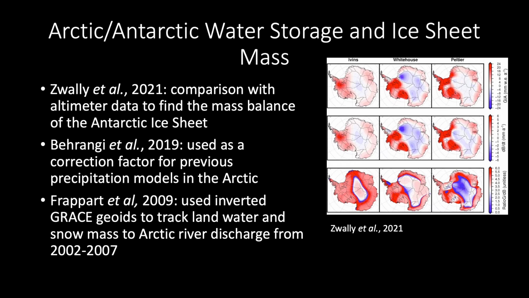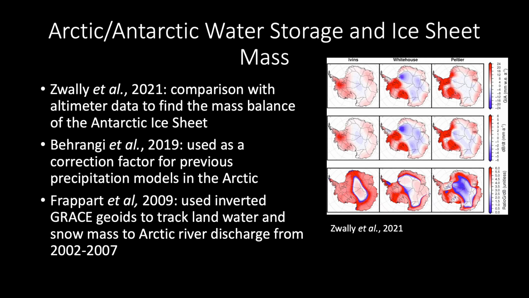The first study here is Wally et al. 2021, which compares altimetry data with GRACE gravimetry data and reconciles the two to find the mass balance of the Antarctic ice sheet. So altimetry data ultimately measures volume of ice, and gravimetry data measures the mass. Bringing those two together gives us more accurate models than we've ever seen before.